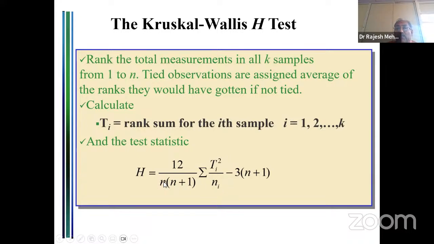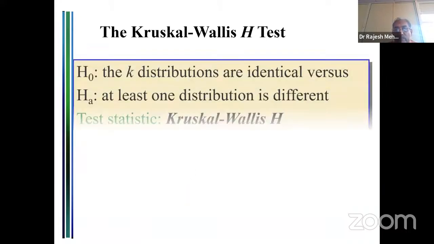This N is the total number of observations in all the samples. In our case, this is 16, so we'll write N is 16. This K is basically the number of groups. From each group, we make a total of the ranks and divide by the total number in that group. Now see how we actually do it.